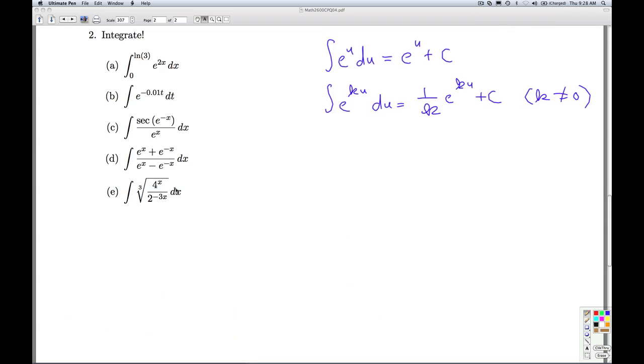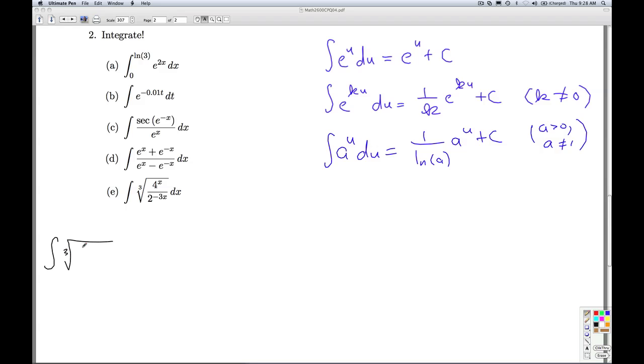All right, in part E, we've got exponential functions with bases other than e. So we're going to try to keep in mind the formula here. The integral of a to the u du is 1 over natural log of a times a to the u plus c. Or once again, the a's we are concerned with here are positive and not equal to 1. All right, so this is a bit frightening when we first start off.